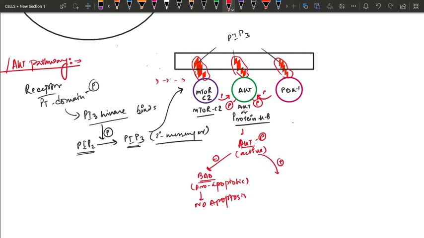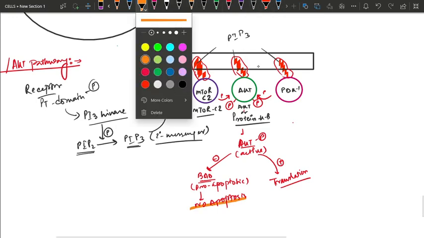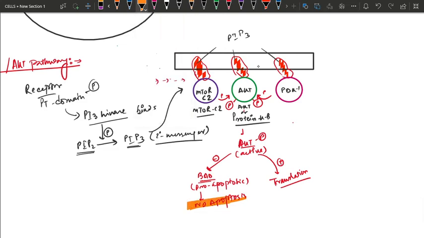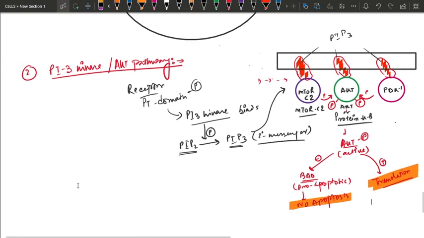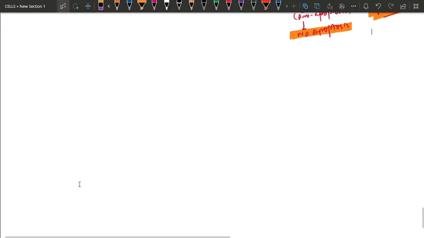It also favors translation. These things are very important. So there will be no apoptosis, and there will be translation. This was all about your AKT pathway. You don't need to know more details for your exams. You can know them for your own knowledge, but not for exams, because you have to know many things.